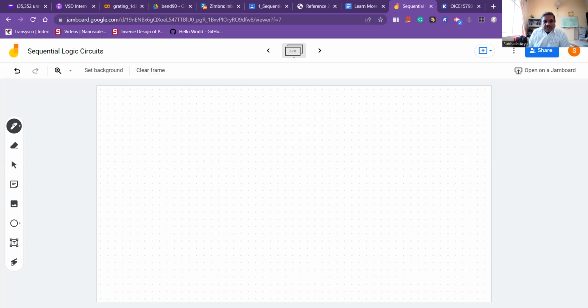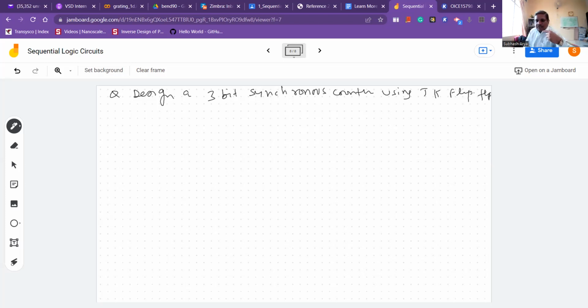Now, as I have given a task, design a 3-bit synchronous counter, that is a binary counter, using JK flip-flop. So this is the question which we are trying to solve. Let me see what it is. Okay.